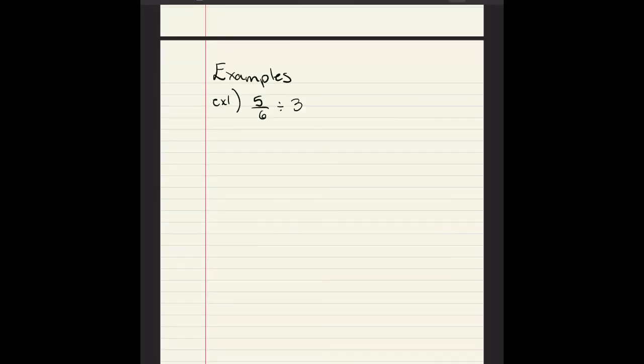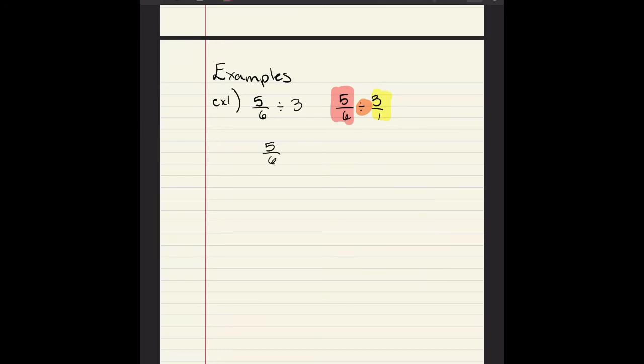All right, so example 1 is 5/6 divided by 3. And remember, when we have a whole number, all whole numbers have that invisible line and a 1 underneath. So we need to rewrite this problem before we can do any KCF. So I'm going to rewrite it with 3/1. Now I can do some KCF. So I am going to keep 5/6, change the division, and flip 3/1.